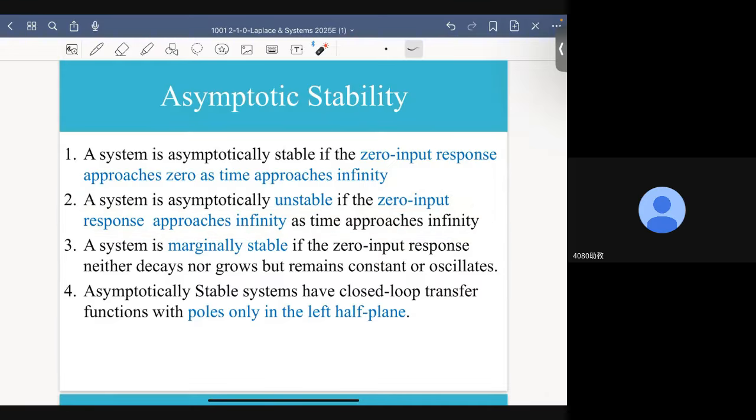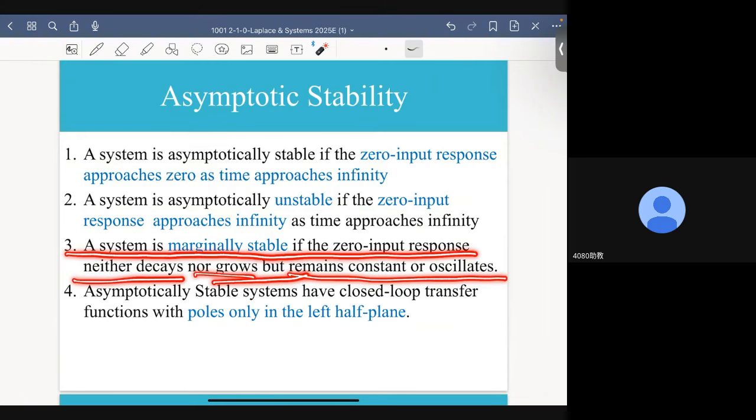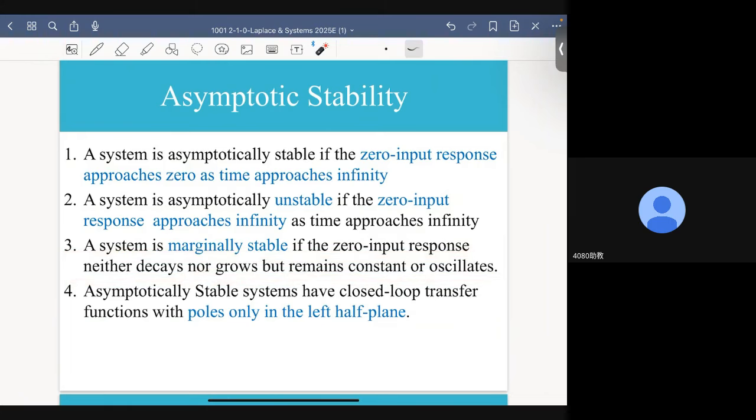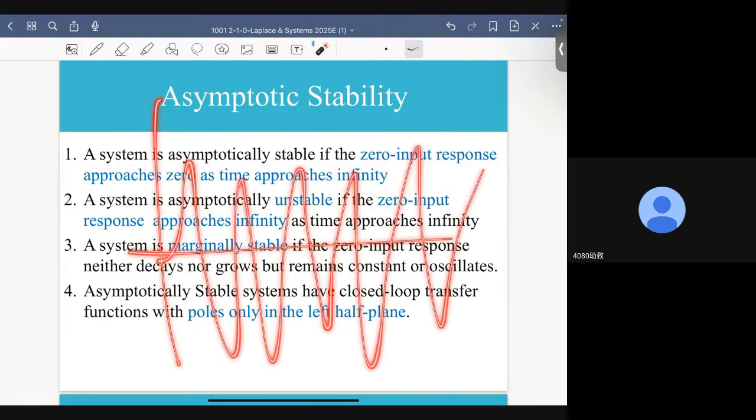Now, there is a boundary between these two conditions. That is, a system is marginally stable if the zero input response neither decays nor grows, but remains constant or oscillates. Okay, if in steady state, that is when time goes to infinity, for a marginally stable system, the output will either always be a constant value or it will always oscillate up and down without an end.